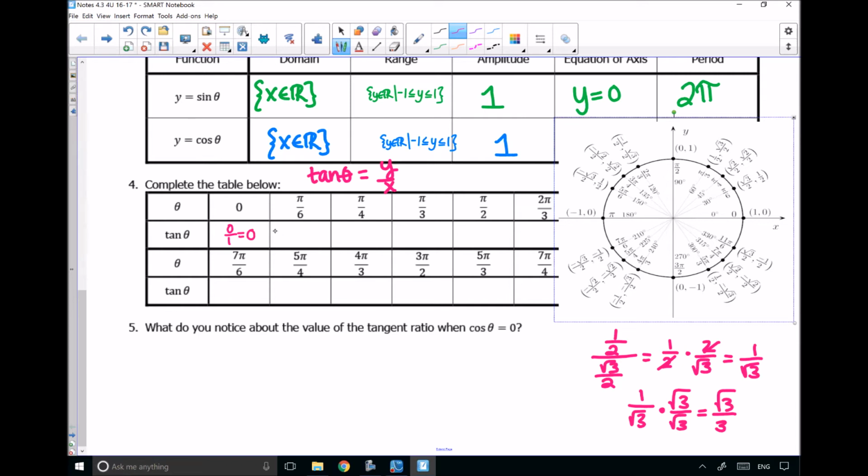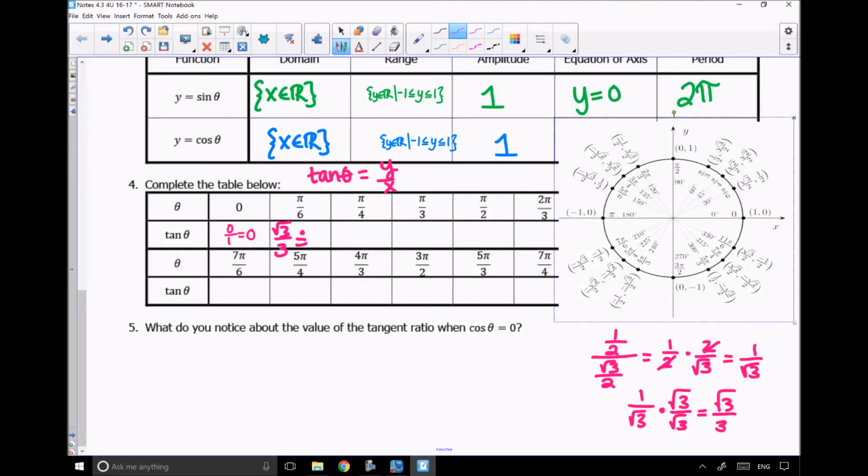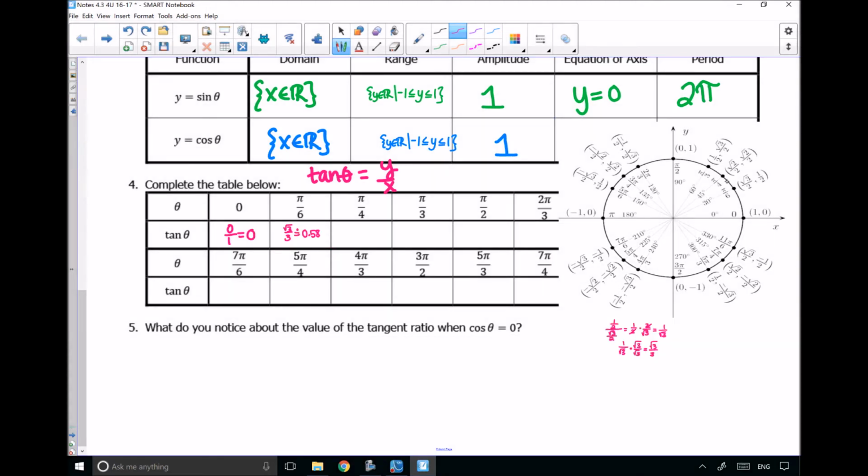So I end up getting that this right here is root 3 over 3, but I want to figure out approximately how much that's going to be. So I'm going to go into my calculator and I'm going to type in the square root of 3. And then I'm going to divide it by 3, and I'm going to get an approximate answer rounded to the nearest hundredth, which is 0.58. So I know that this value right here is going to be 0.58.